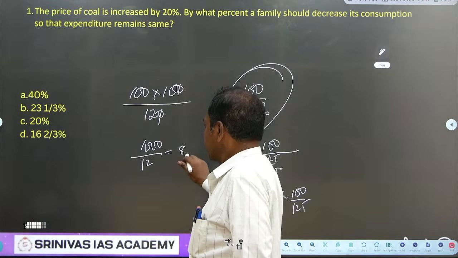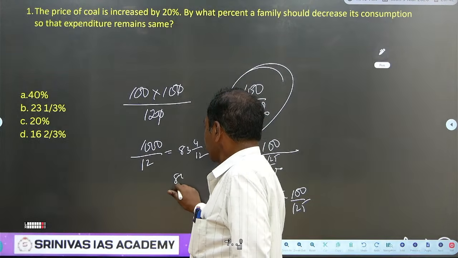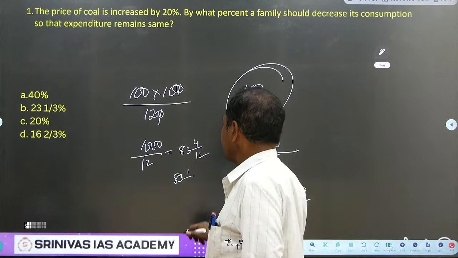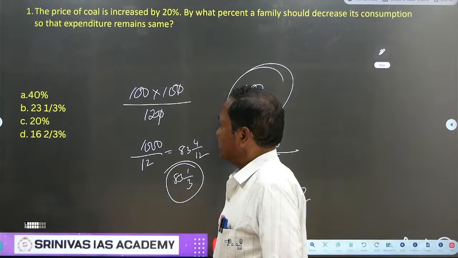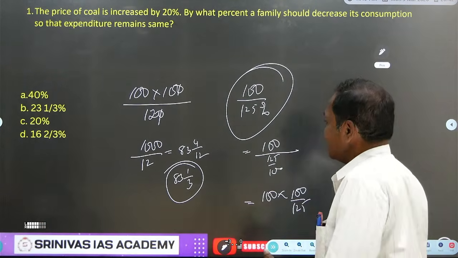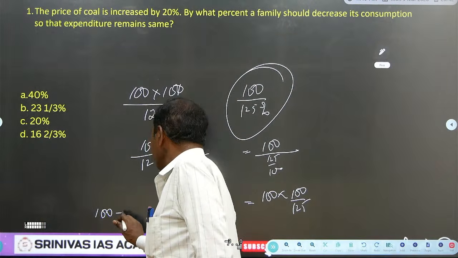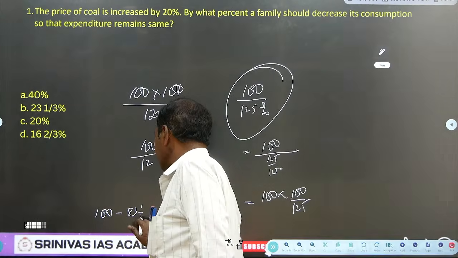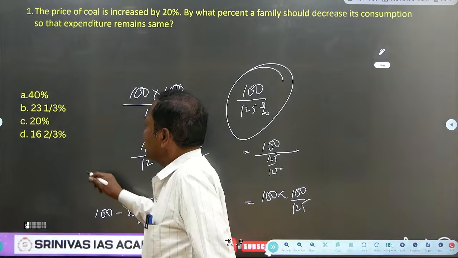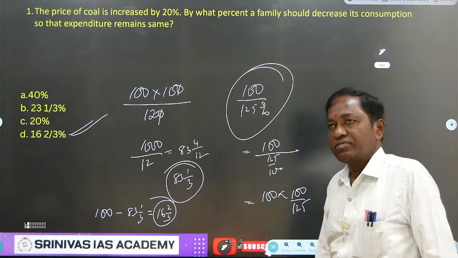12 8s are 96, 12 3s are 36, 4 by 12. It means 83 1 by 3. But the question is what? How much decrease? Decrease means 100 minus 83 1 by 3. 16 2 by 3 has to decrease. 16 2 by 3%. Option D. Did you get this answer?